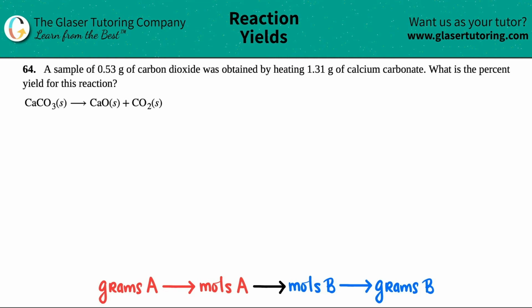Number 64. A sample of 0.53 grams of carbon dioxide was obtained by heating 1.31 grams of calcium carbonate. What is the percent yield for this reaction? Okay, so two things here. The first thing, as you guys probably know if you have been with me throughout this whole journey, is I'm going to just rewrite this bigger.